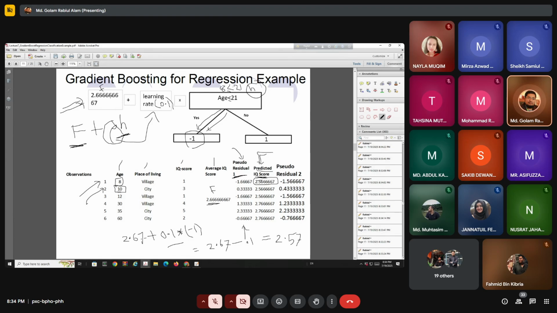Similarly, we have to pass the next instance, that is 10 here. Again we pass this second observation. Then it will check the age, and now the age is 10. 10 less than 21, is it true? Yes, true. True means this side, so we will get the negative. Again, this is 2.67 plus the learning rate 0.1.